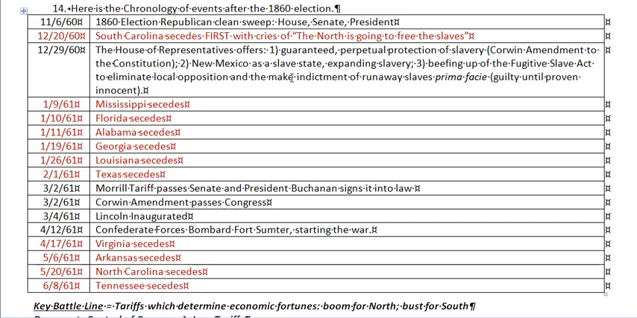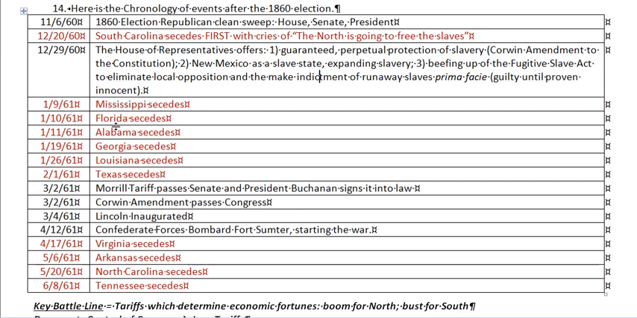And then it said we're gonna make indictment of runaway slaves prima facie, which means, as far as I understand, you're guilty until proven innocent. You're just guilty, right? All right, okay.